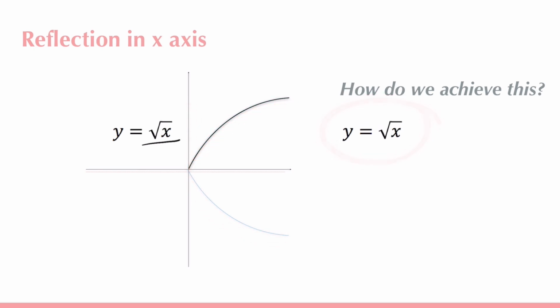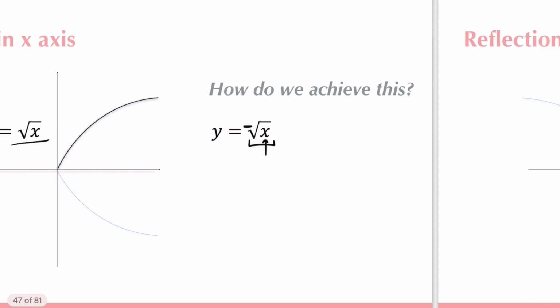So how do we achieve this in terms of a function? Well, as we said, all of the x values stay the same, so my input is the same, but for the output, I just want the negative version of it. So to get a reflection in the x-axis, we put a negative outside the function.